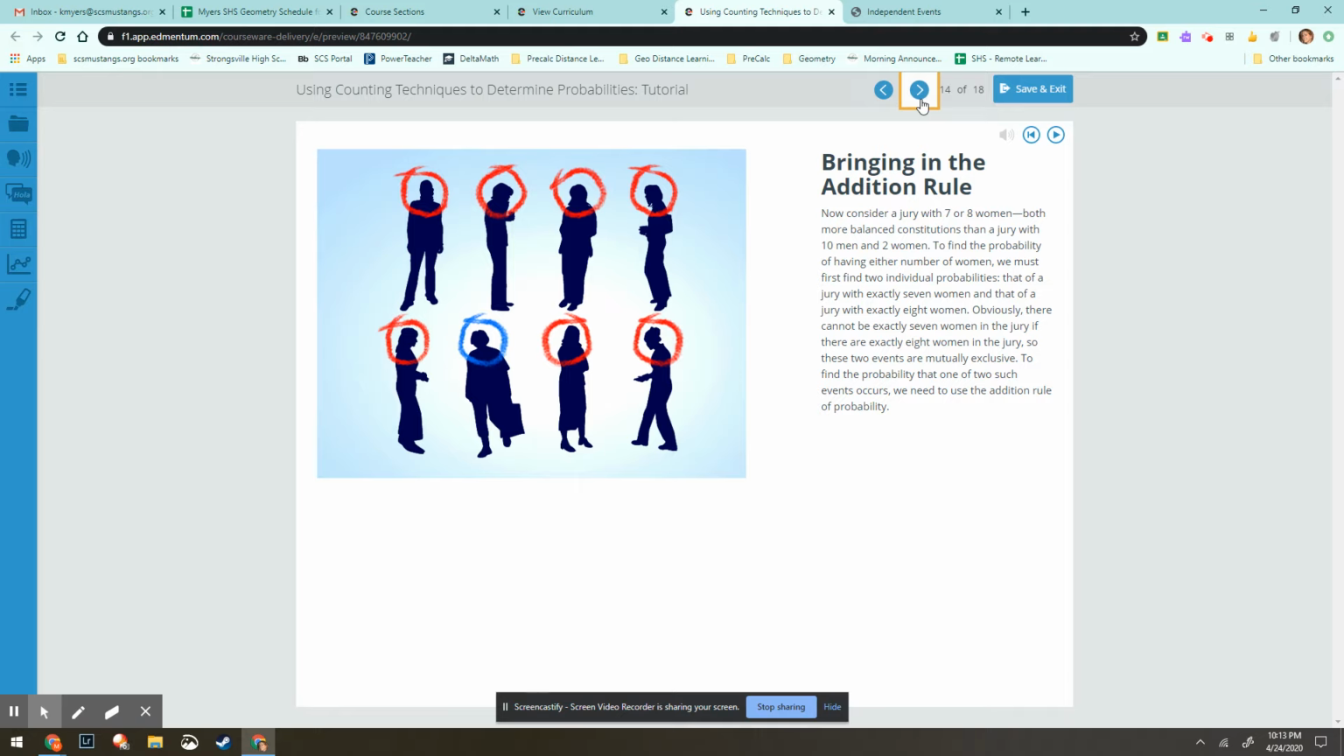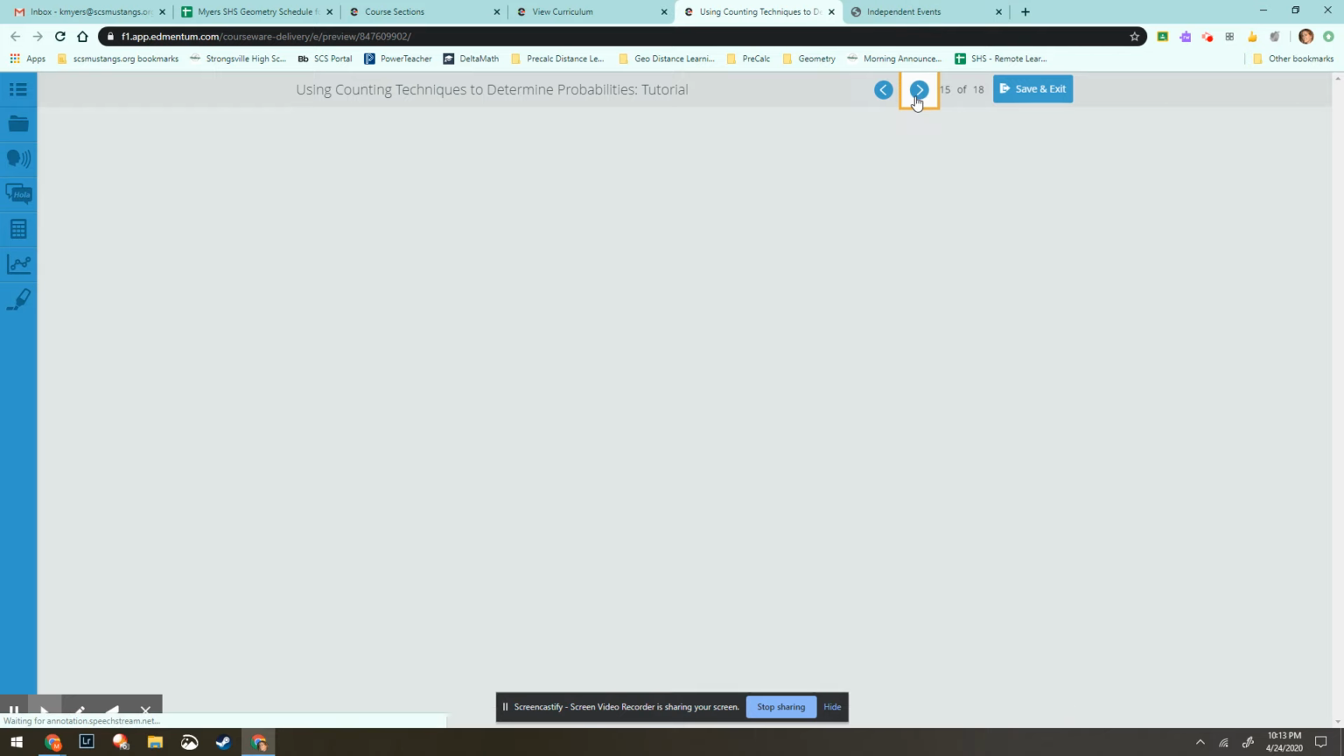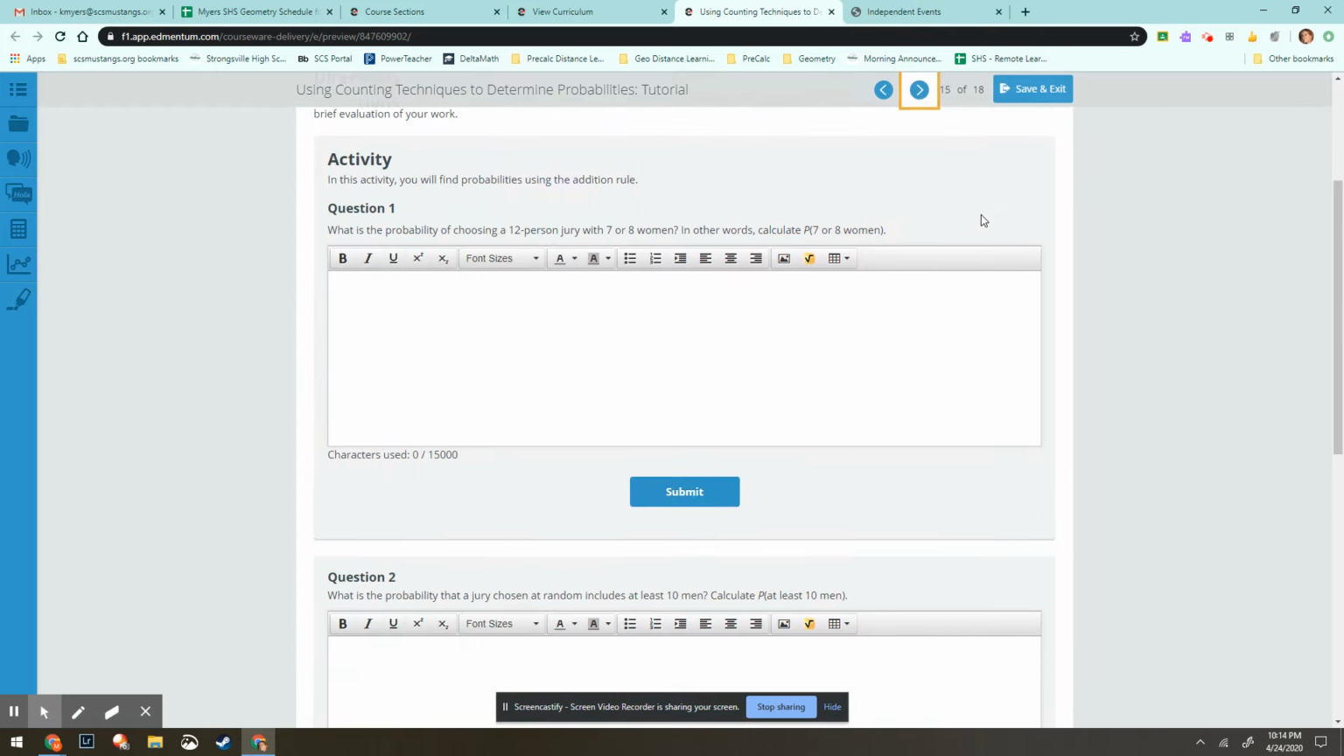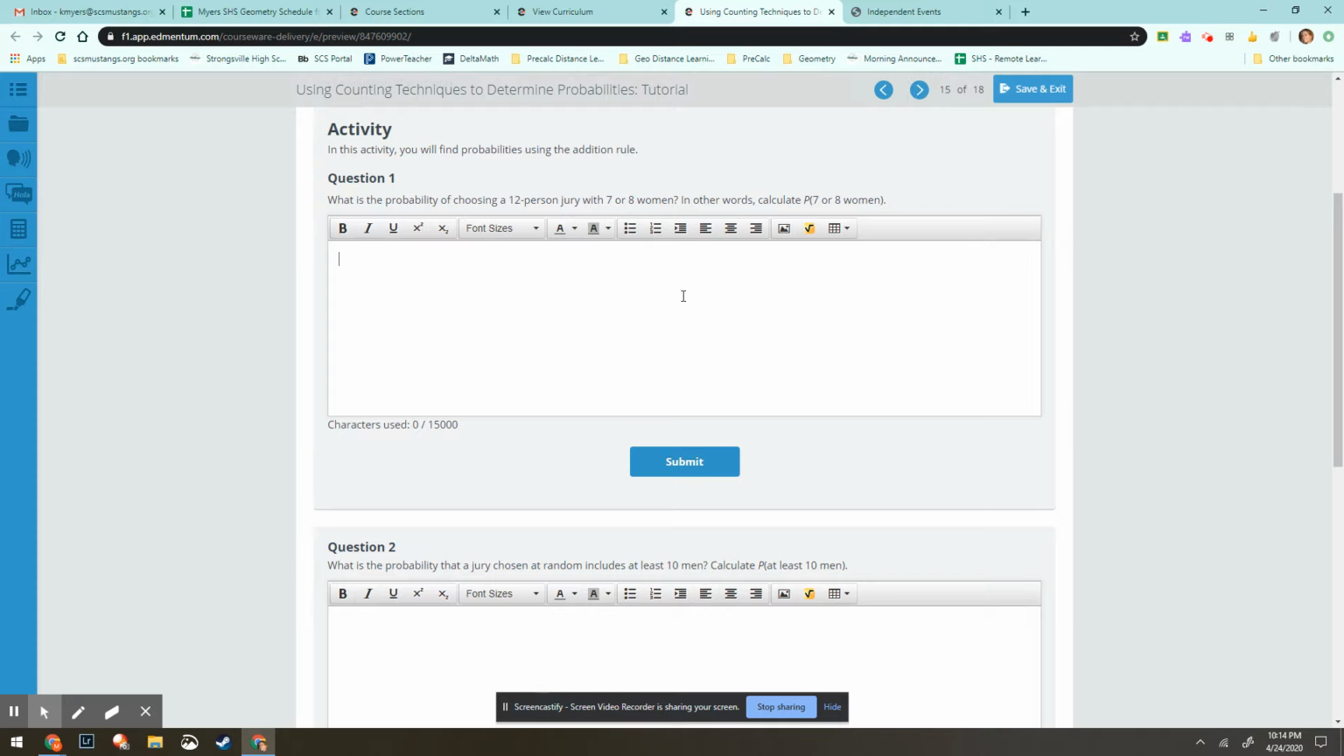Now, let's consider I wanted to know the probability of getting a jury with 7 or 8 women. These are what we call mutually exclusive events, because if you have exactly 7 women, you cannot also have exactly 8 women. So if I wanted to know that overall probability, I'm going to bring in the addition rule from a couple sections ago, and we're going to find the 2 individual probabilities and then add them up. So here, that's what we want to answer, the probability of a 12-person jury having 7 women or 8 women. They are mutually exclusive events.